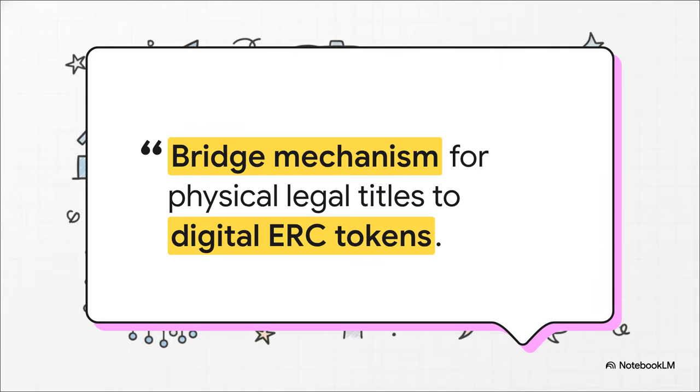So let's look at a really concrete example of that early hook. Here is the exact script from the blueprint. Today we are detailing the bridge mechanism that ingests physical legal titles and outputs regulatory-compliant tradable digital ERC tokens on an immutable ledger. Just to clarify, ERC tokens are simply the standard format for smart contracts used on the Ethereum blockchain. But notice what's happening here.